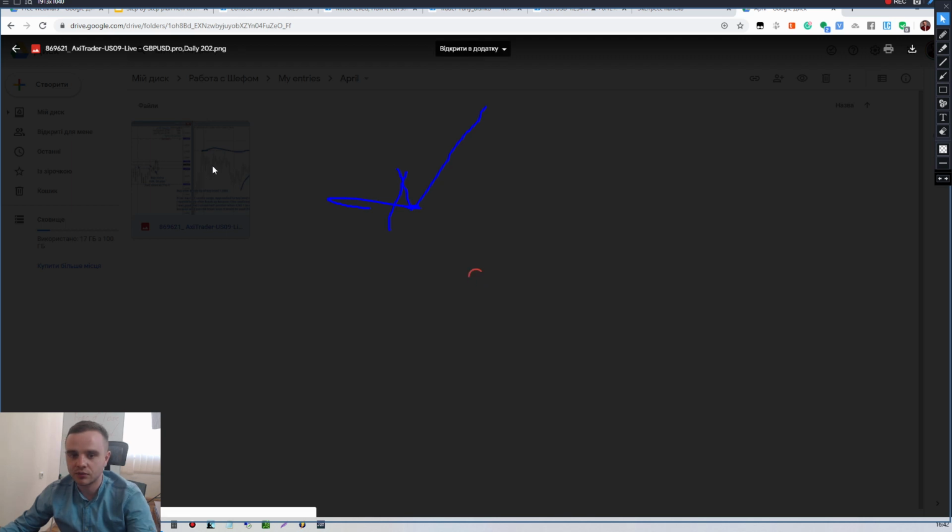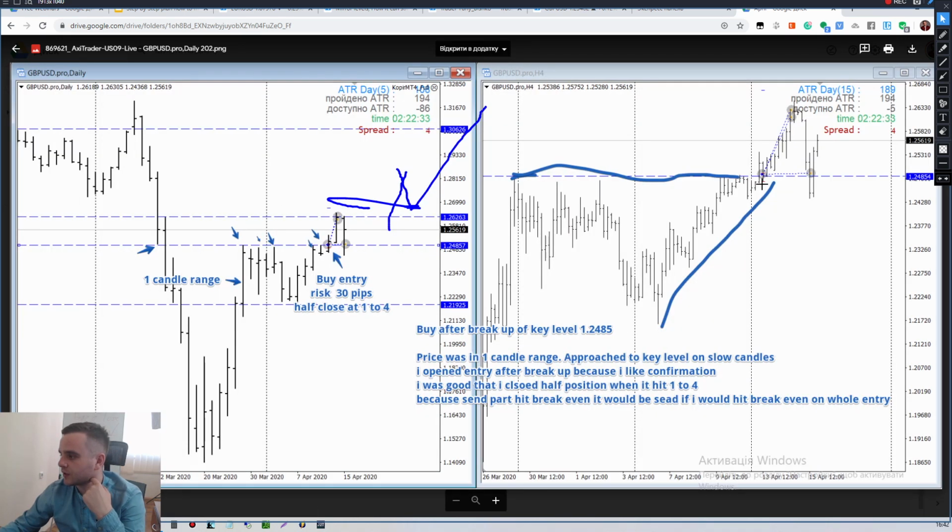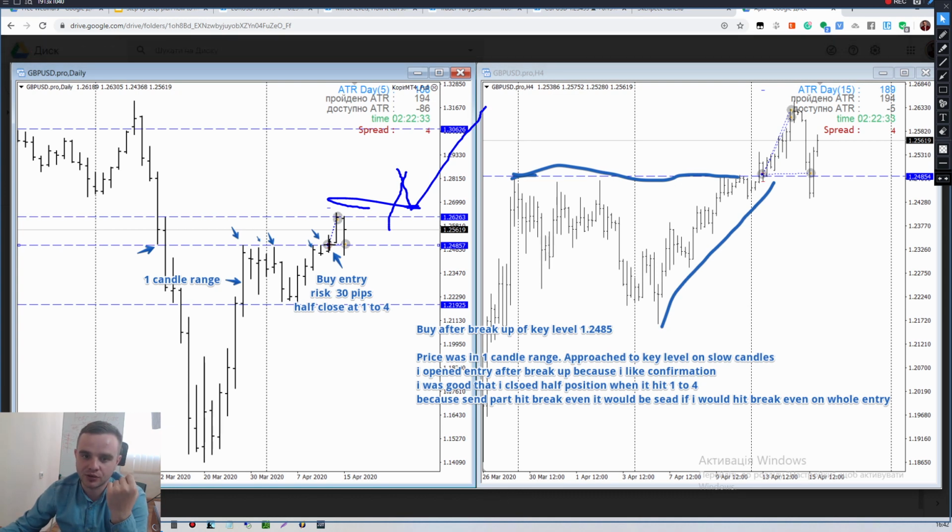As you can see, I would like to share with you, take a look here, my entry. Price broke it up, and after pullback, take a look. Exactly at key level, I open my buy entry, as you can see. That's the example how you can trade mirror levels.